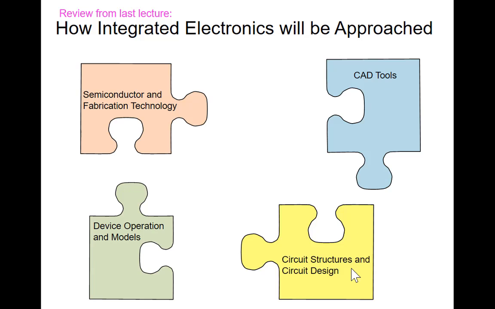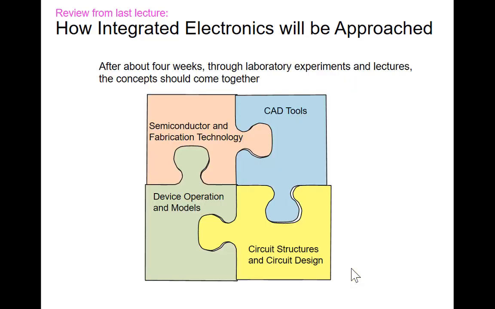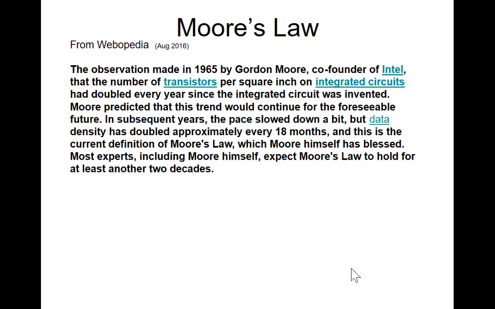Review from last time, we talked about 4 different things we have to look at in this course. The fabrication technology, the CAD tools, the circuit structures and circuit design, and device models. And we said we're going to spend about 4 weeks bouncing back and forth between these 4 areas. Hopefully at the end of that time, this should all come together. So please bear with me. I think that will happen.